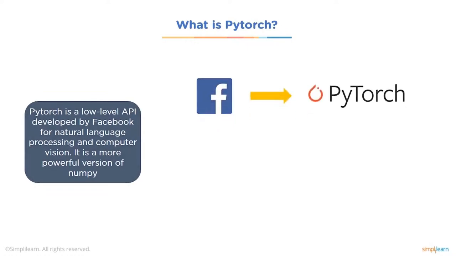It is an open source machine learning library based on the Torch library used for applications such as computer vision and natural language processing.